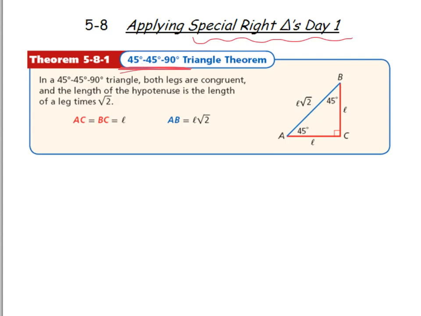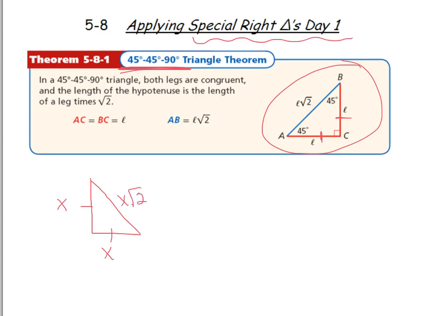In a 45-45-90, what you should know is that the legs are congruent. And then to find the hypotenuse, you multiply the leg by the square root of 2. So, let's take a look here. In general, if it's a 45-45-90, your legs are the same. To find the hypotenuse, you multiply by the square root of 2. If you have the leg, to get to the hypotenuse, you times it by the square root of 2.